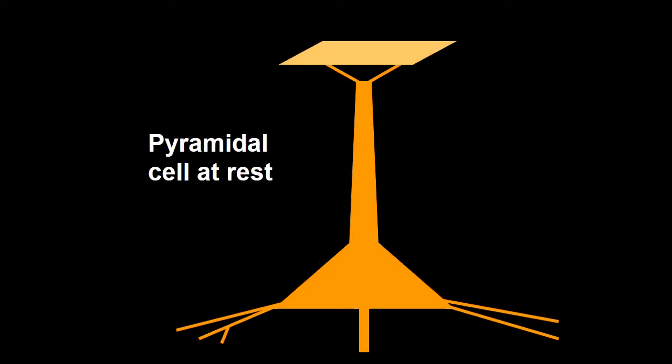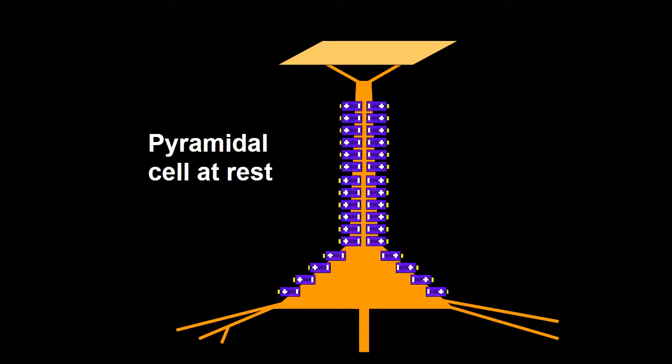In this frame, I have represented a pyramidal cell at rest. At rest, the inside is more negative than the outside, as I have represented in this frame by the position of the little batteries.